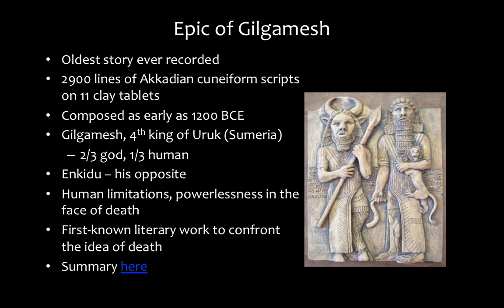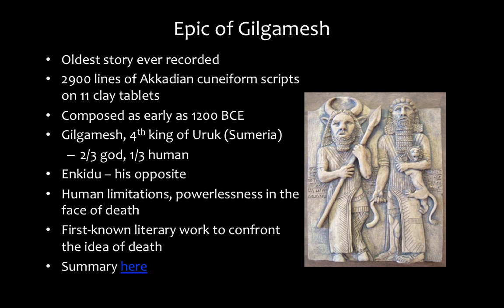It's 2,900 lines of Akkadian cuneiform script. So remember that the Akkadians give the Mesopotamian region their language. And it's composed on 11 different clay tablets. It's believed to have been composed as early as 1200 BCE, and it details the life of Gilgamesh, who is the fourth king of Uruk in Sumeria.